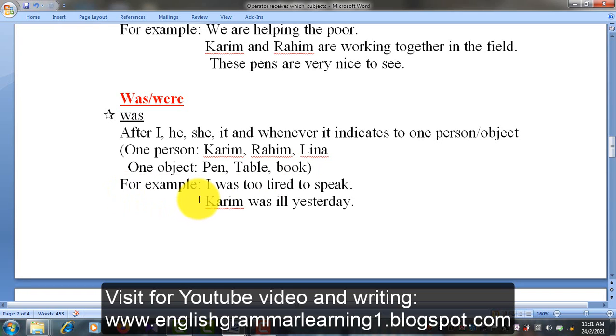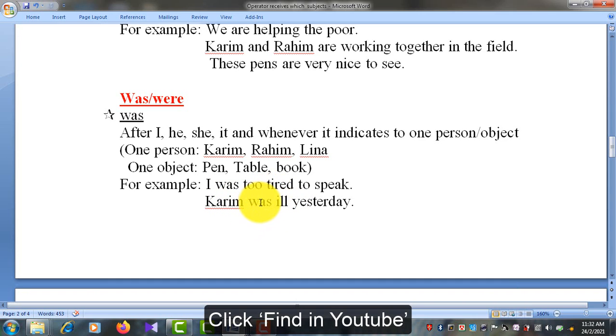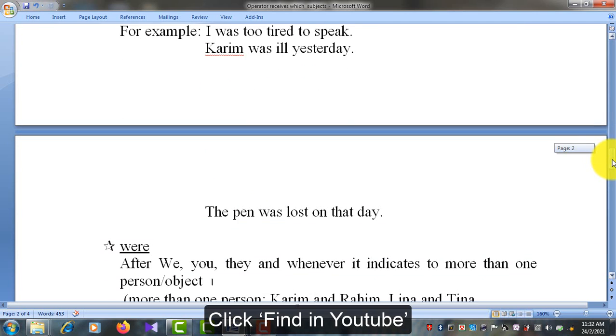For example, I was too tired to speak. Look at the example. The operator was is used after the subject I. Another example, Karim was ill yesterday. Look at the example. The operator was is used after the person Karim. And this person is single here, only one person.